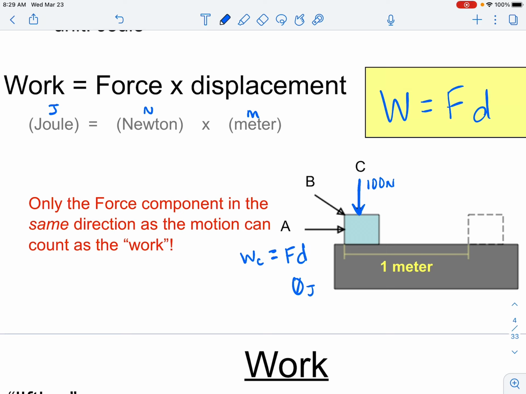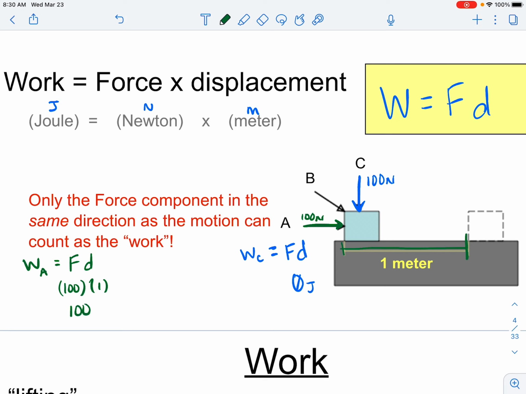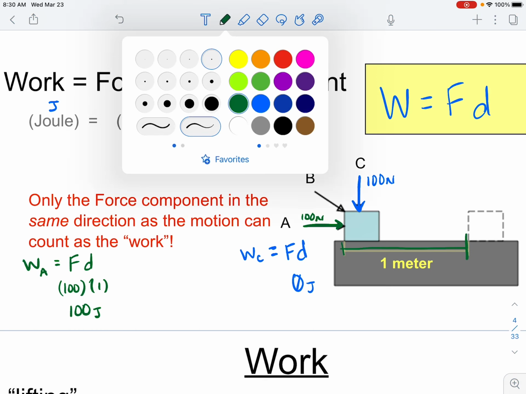If we look at the force being applied from vector A, we now have a force of 100 newtons, once again, that is being applied horizontally. So when we go to calculate how much work was accomplished by force vector A, when we say force times displacement now, we are going to have 100 newtons of force that's going to be used to create this 1 meter of displacement. So we are going to say that 100 joules of work was performed by applying the force of 100 newtons along force vector A.